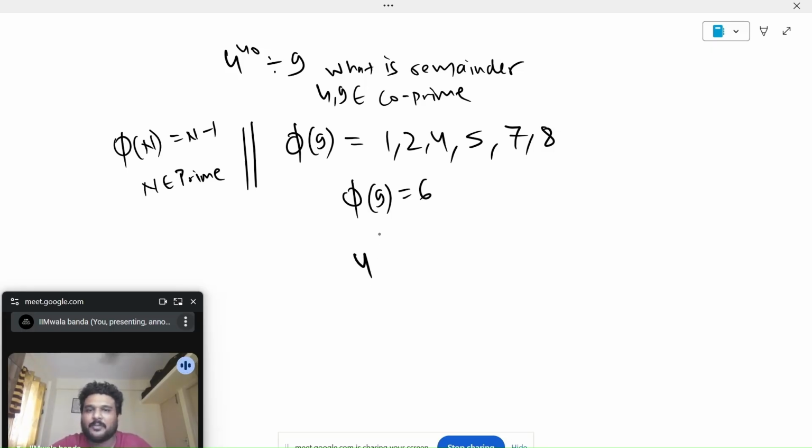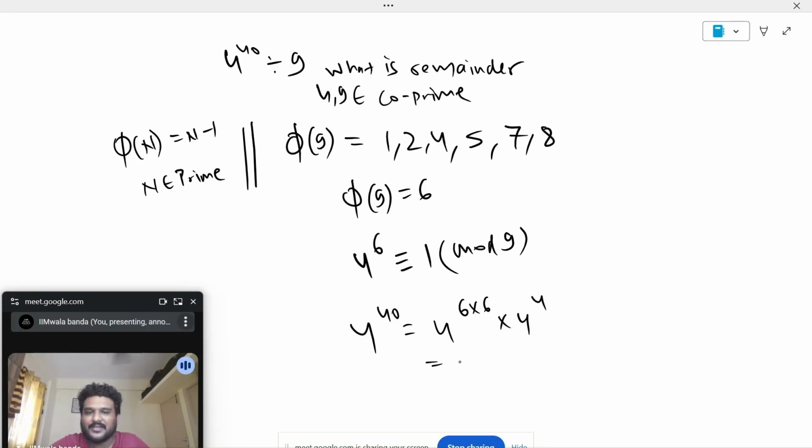And 4 to the power 6 will always give remainder 1 when divided by 9. I know this looks like why are you doing it so fast, because I've seen it so many times. Once you do at least 10 questions, you will see that it's pretty manageable. That's what Euler says. Whenever you get phi, a to the power phi of n gives remainder 1 when divided by n. Now what? Now nothing. It's done. 4 to the power 40 can be written as 4 to the power 6 into 6, 36, into 4 to the power 4. And this gives 1.